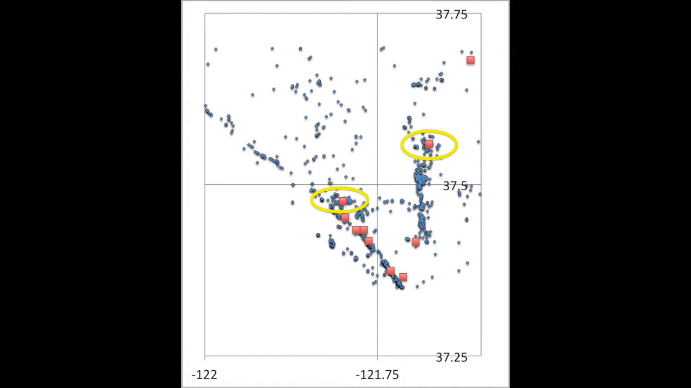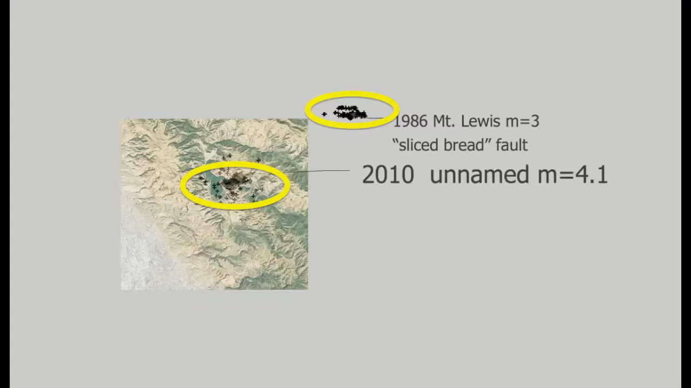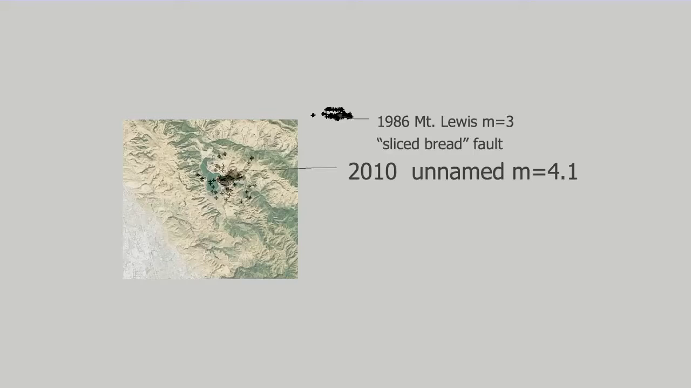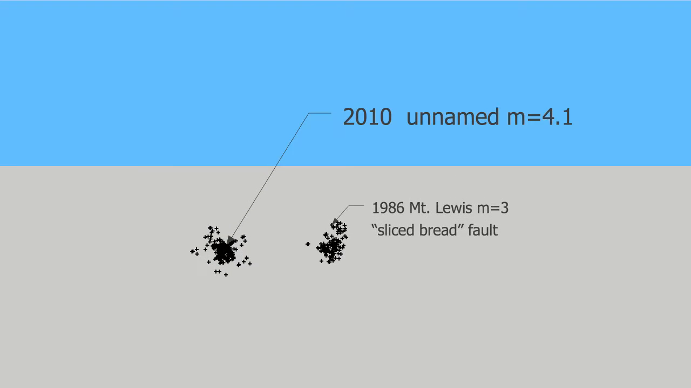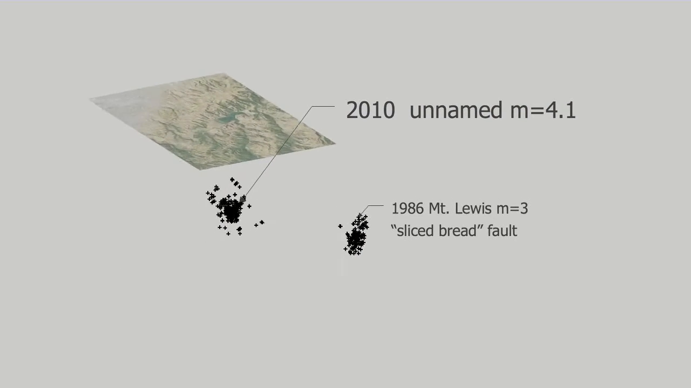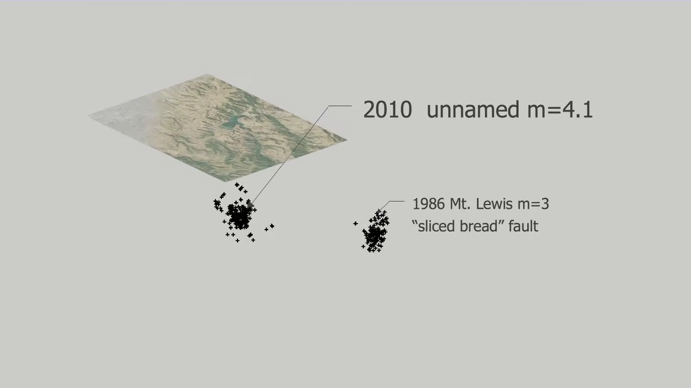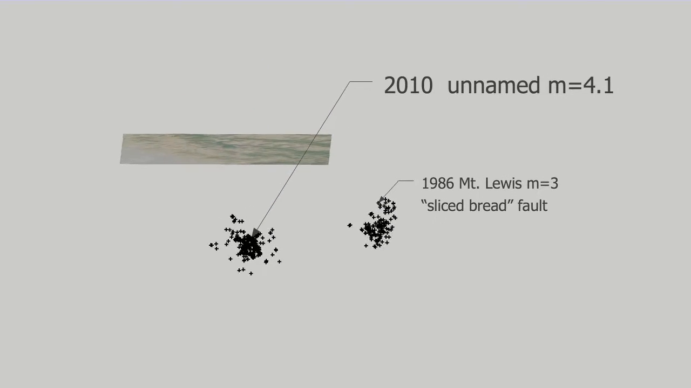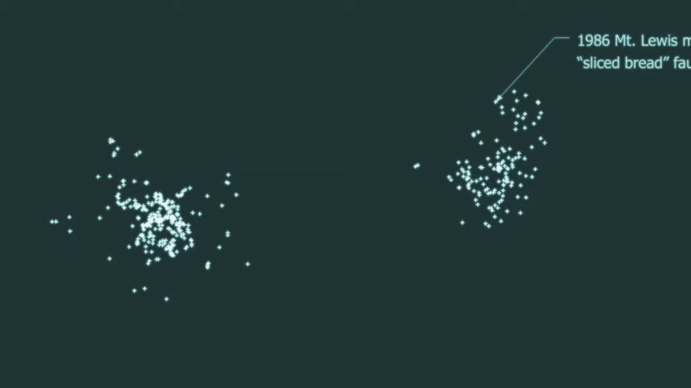Similar geological structures appear to generate similar patterns of aftershocks, as in the case of these two, which I have isolated for inspection. The western event, a 4.1 magnitude, occurred beneath the reservoir in 2010 and matches, in many respects, the smaller so-called sliced bread fault discussed by Kilb and Rubin in their paper on the 1986 Mount Lewis earthquake.